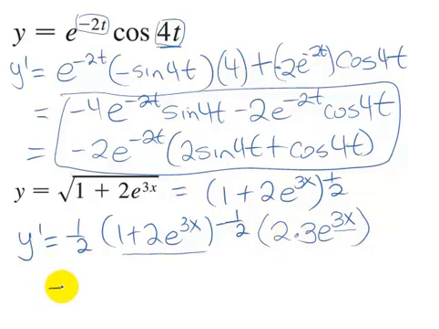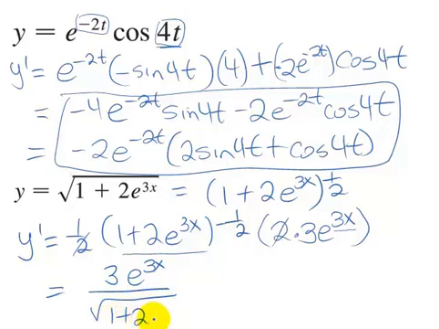Finally, let's see what we can do to simplify here. This 1/2 will cancel with this 2, and I'm going to get rid of the negative exponent, so in the numerator we have 3 e to the 3x, and in the denominator we have the square root of 1 plus 2 e to the 3x. And there's our derivative.